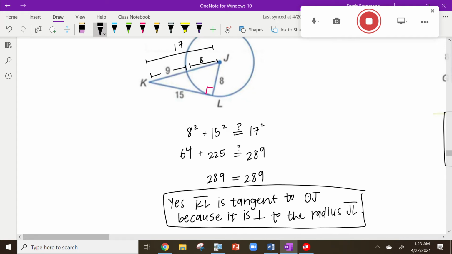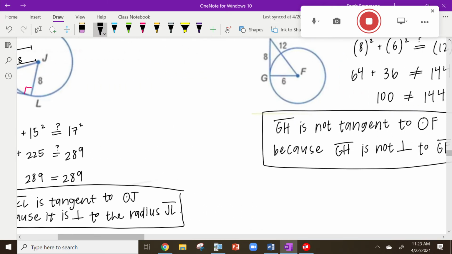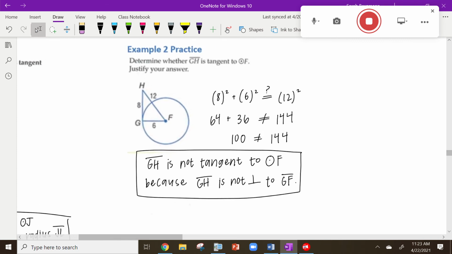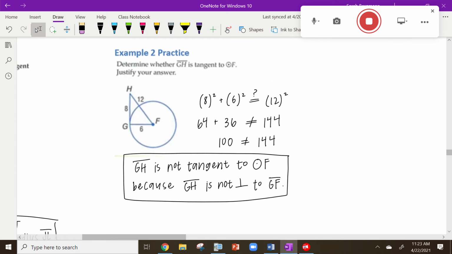All right, I want you to try the one shown to the right. It's very similar. Here's the correct answer. Notice on this one, I think I should have drawn this for you, but HF is 12. I'm sorry, it kind of looks a little confusing there.